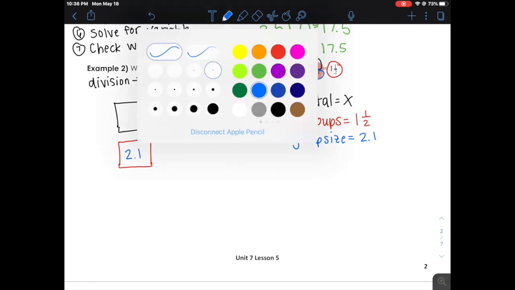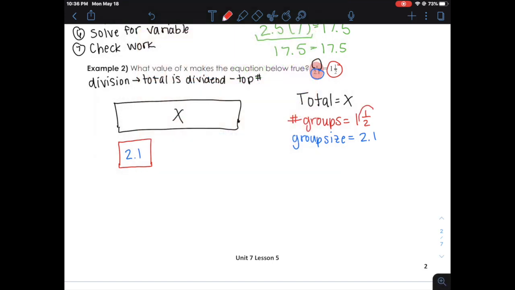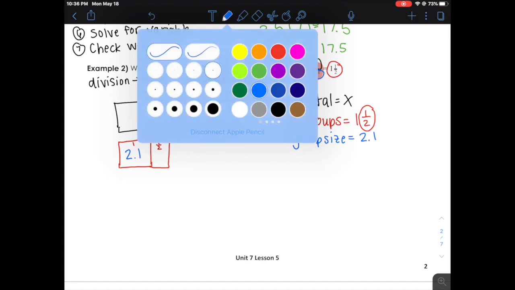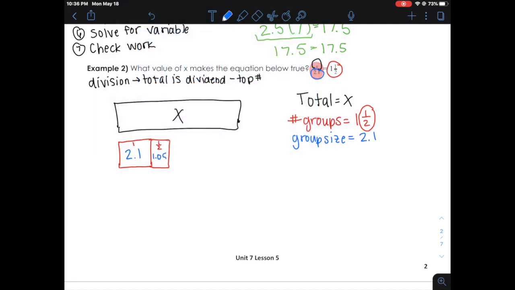Okay, but it's not just one, we have 1.5. So what we're going to have to do is draw a half size of that. Are we going to put 2.1 in there? No, because we need to put half of that. So half of 2.1, this was the full one, and here's our half. And half of 2.1 is 1.05. Okay, and so that's our group size. We took care of that. We took care of our number of groups.